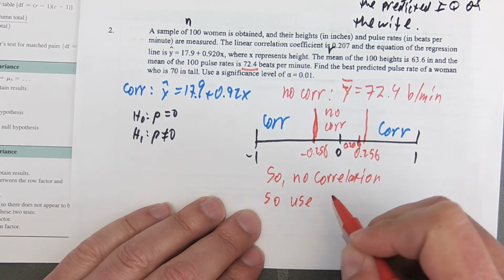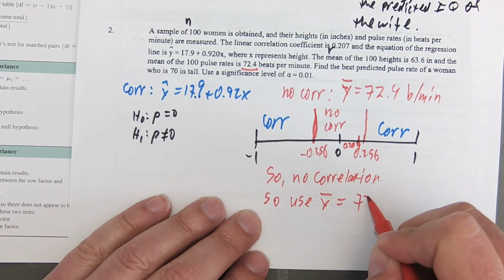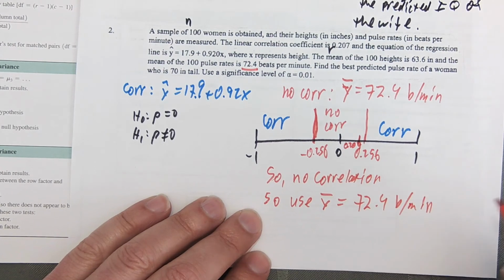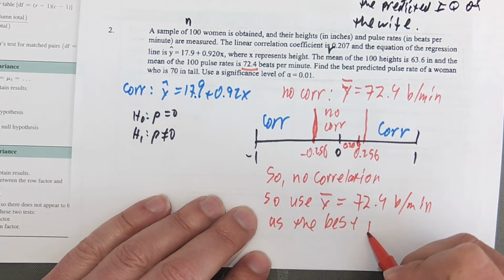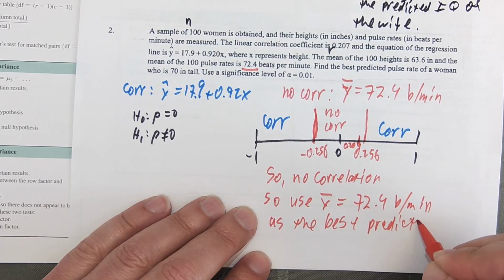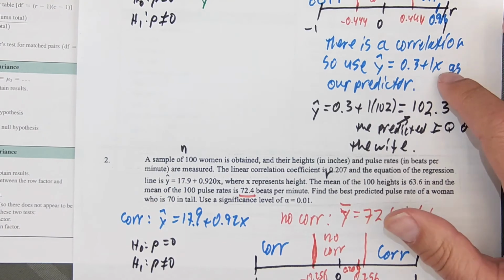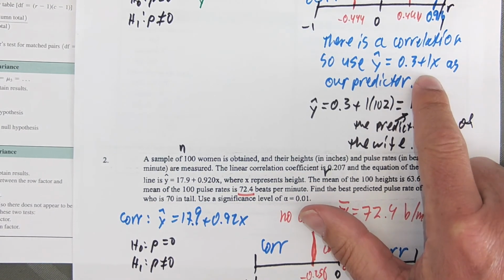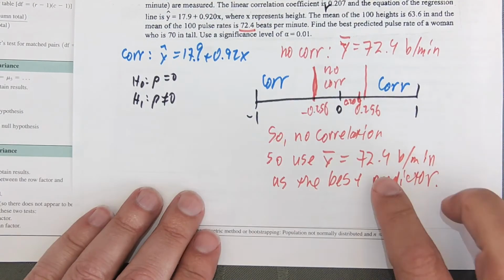So use the mean, 72.4 beats per minute, as the best predictor. So this one up here, we found a correlation, so we used the linear regression line as our predictor. This one, there was no correlation, so we didn't. We used the mean.